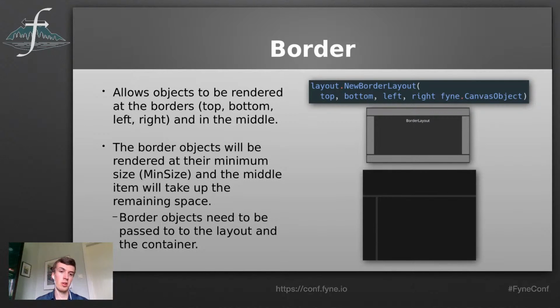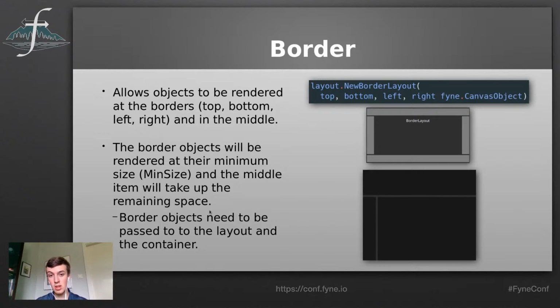So you don't need to pass all of the borders here. You can pass a nil to any one of these, and for example get the example here where you have an item in the top and one on the left. Then the central item is going to take up all of the available space that is left.